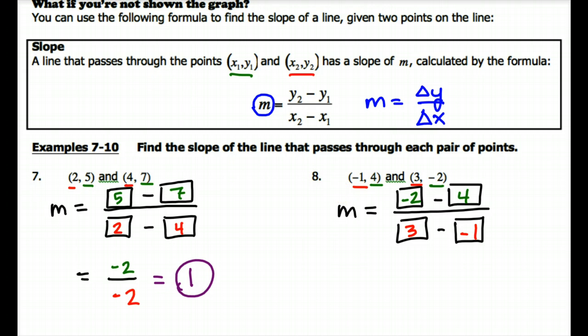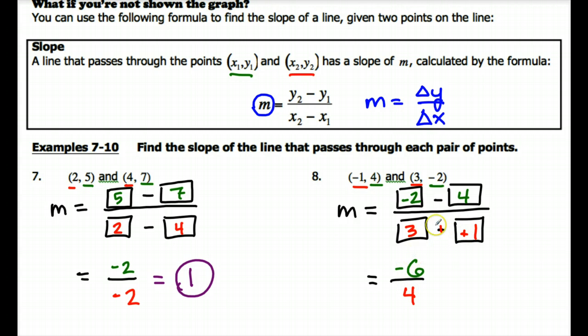Because when we simplify now, on the top we're going to have negative 2 minus 4. That's going to give us a negative 6. On the bottom we have 3 minus negative 1, which becomes 3 plus 1. So I'm going to be really adding there, and I'm going to put down a 4.